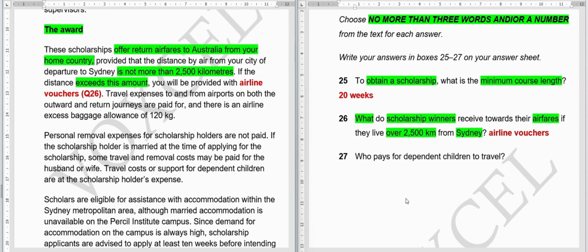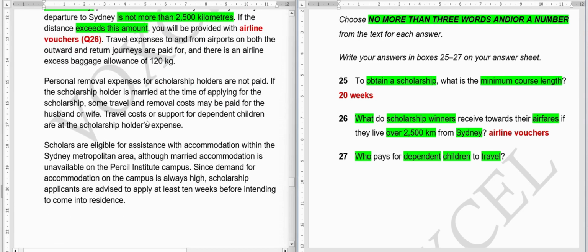Who pays for dependent children to travel? They're saying that "who" means we have to tell about the person or the organization that pays for dependent children to travel. So if there are children who are dependent on the scholarship holder, who is paying for that? The person, or the college, or somebody else. Let's see. Travel expenses to and from airports on both the outward and return journeys are paid for, and there is an airline excess baggage allowance of 120 kilogram. So there is nothing about children here.